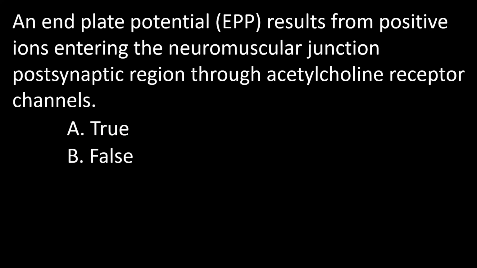Next question. An endplate potential results from positive ions entering the neuromuscular junction postsynaptic region through acetylcholine receptor channels. A true, B false.